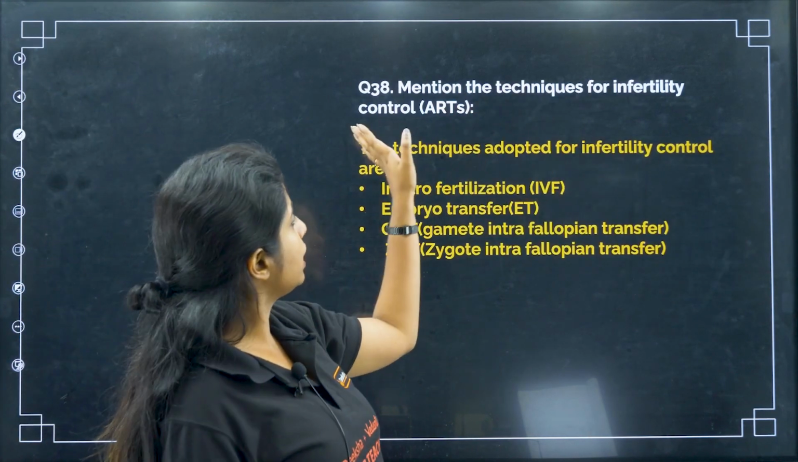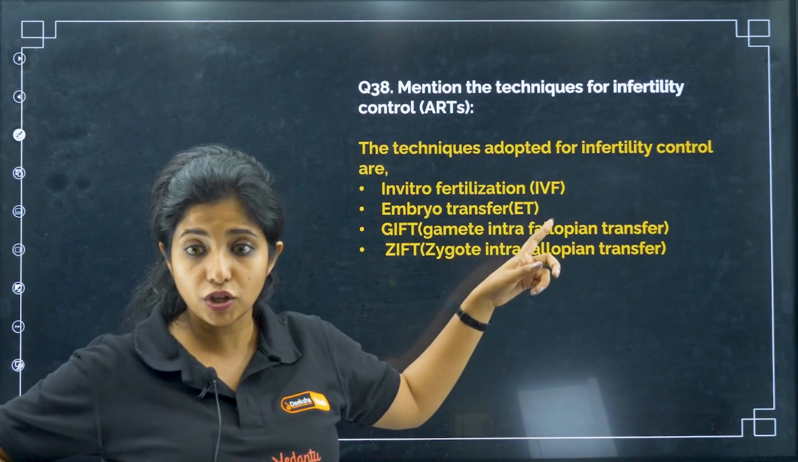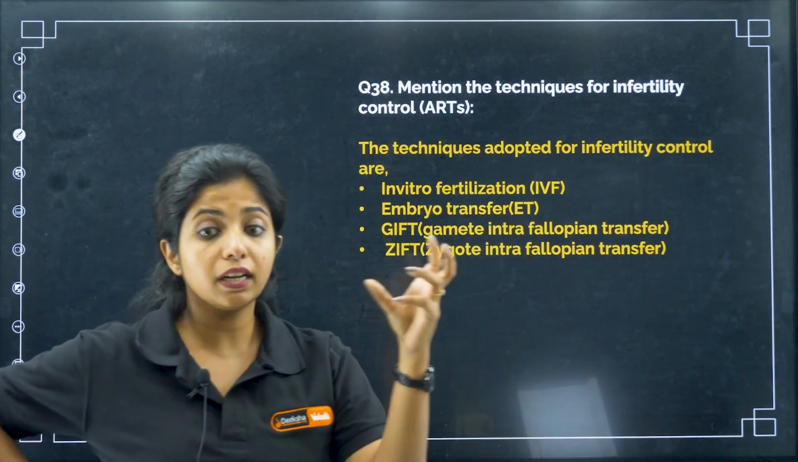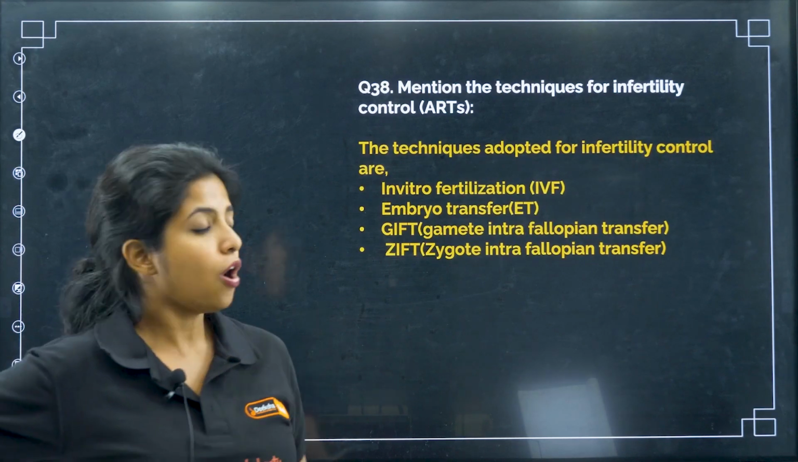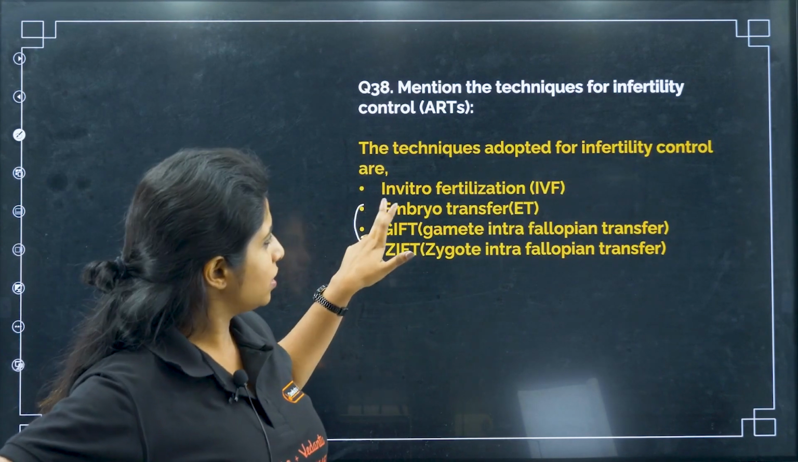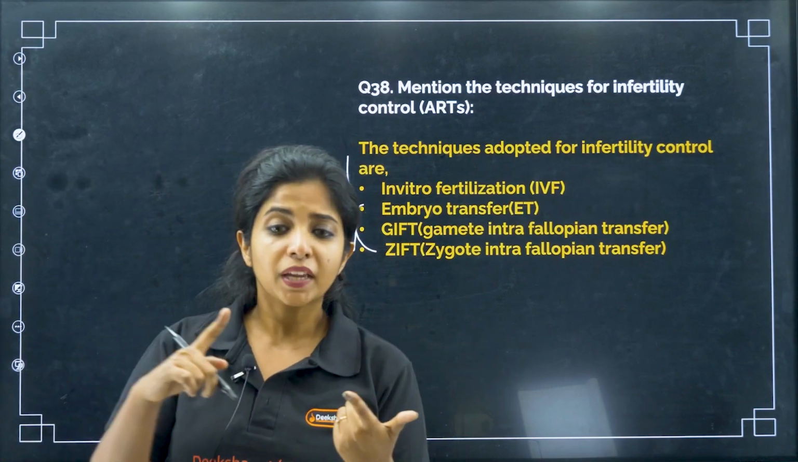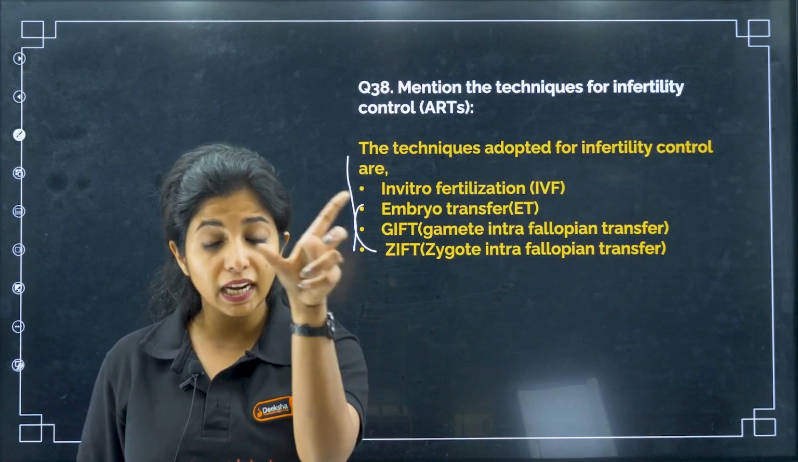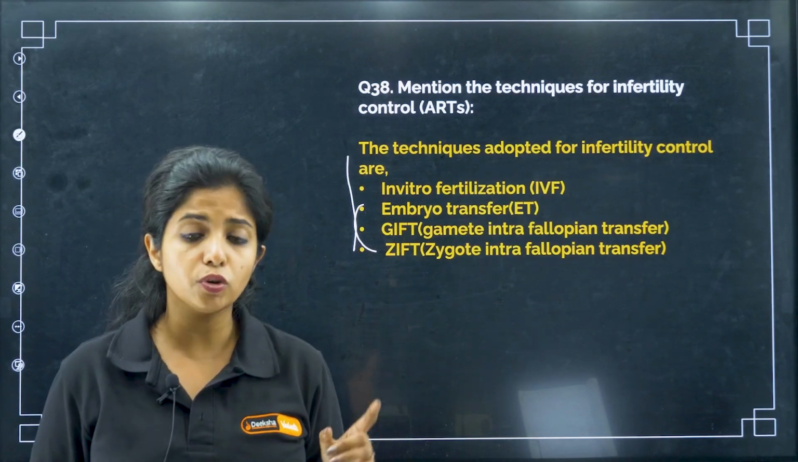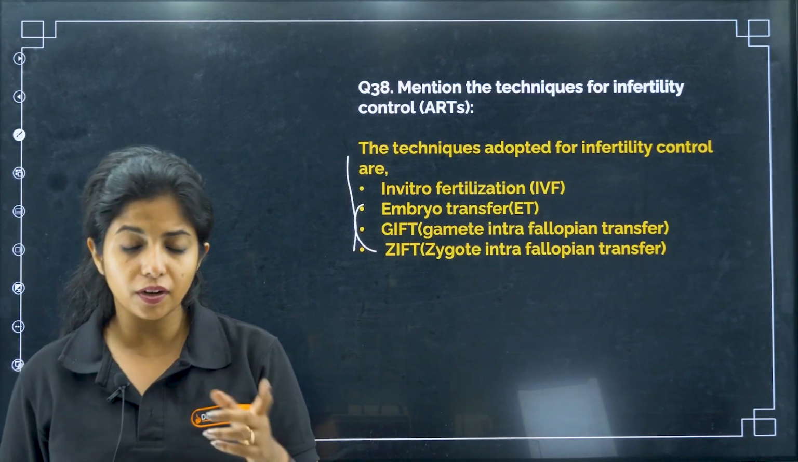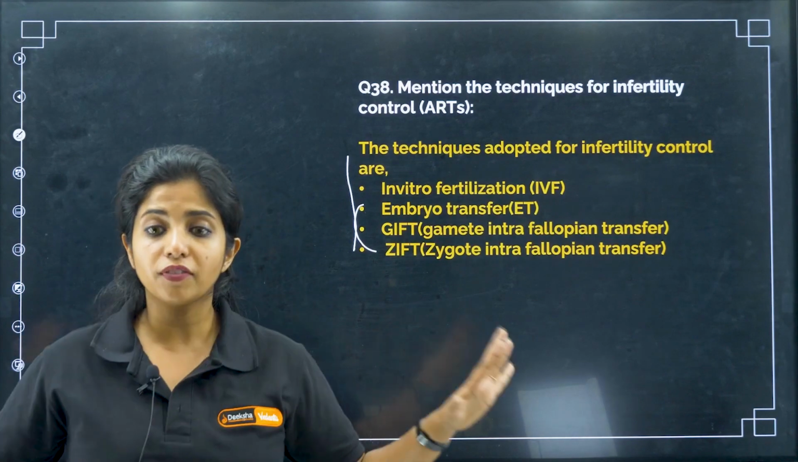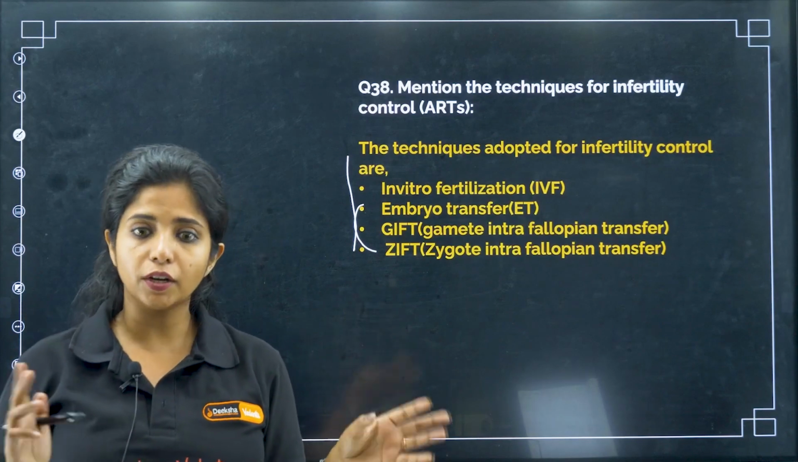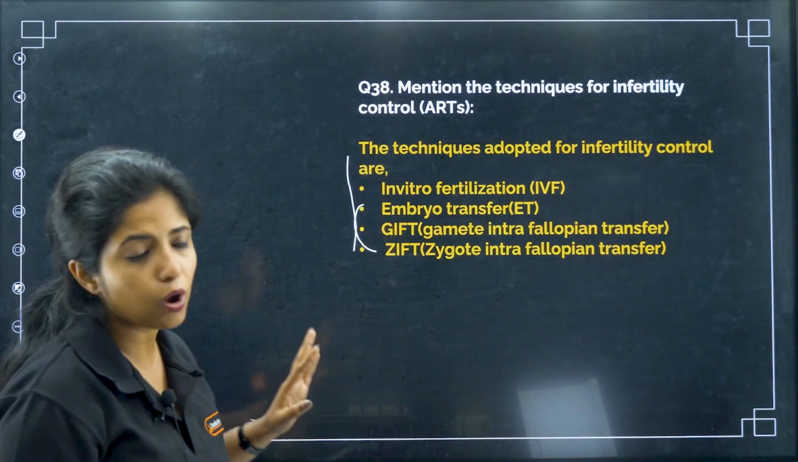Okay, mention the techniques for infertility control, ART. Okay, you have in vitro fertilization, you have embryo transfer. After fertilization you can do embryo transfer, or you can directly give gametes for the person who does not produce gametes. Basically you can just write in vitro fertilization. After that you can do ZIFT, that is zygote intrafallopian transfer, if it is the 8 blastomere stage. If it is more than that, you have to do intrauterine transfer, IUT. And if you do not have gametes at all, then you do GIFT, where you are gifting a gamete. Otherwise, if the male is not able to inseminate, you have artificial insemination. These are all parts of ART.